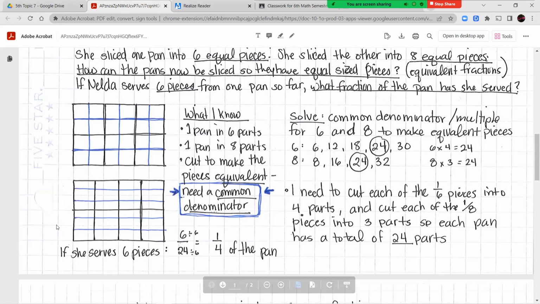Now, they don't look equivalent. We're not looking for an equivalent shape. We're looking for equivalent fractions, right? So we need our pans cut into the same number of equal size pieces, regardless of what shape those pieces end up being. So technically, this little rectangle in the bottom one is the same fraction of the whole as this little square in the top one.